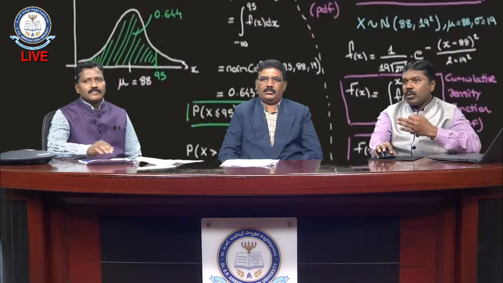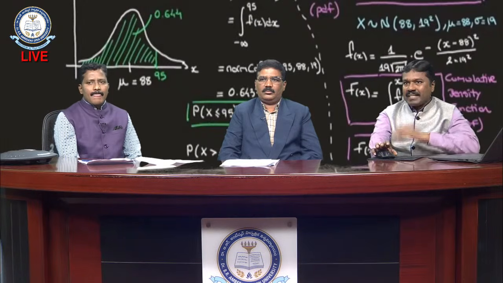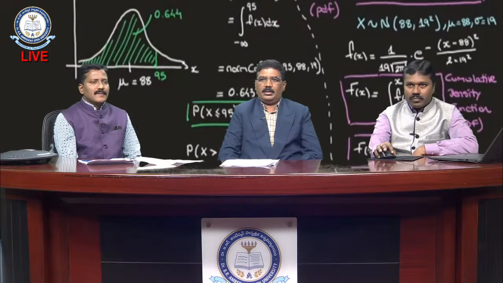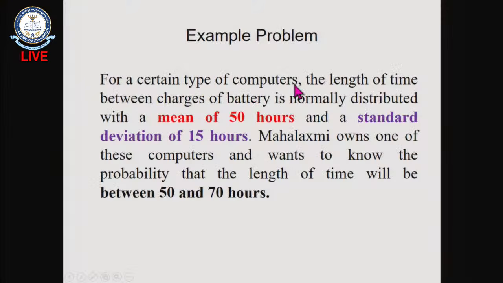Similarly, I can explain one more example problem for better understanding of this area property. For a certain type of computer, the length of time between charges of the battery is normally distributed with a mean of 50 hours and a standard deviation of 15 hours. Mahalakshmi owns one of these computers and wants to know the probability that the length of time will be between 50 hours and 70 hours. How much chance does she have if she buys a computer?